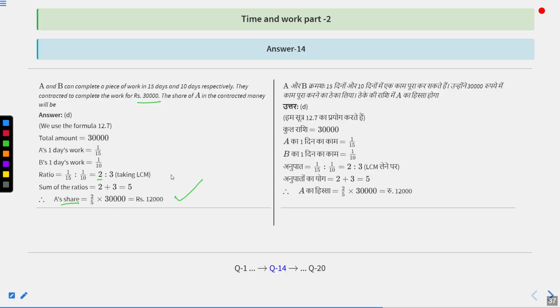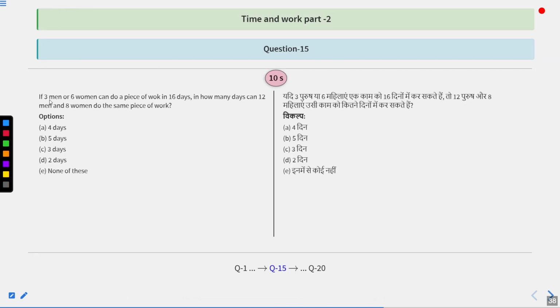Clear? Next one. If 3 men or 6 women can do a piece of work in 16 days, in how many days can 12 men and 8 women do the same piece of work? You have 5 options and 10 seconds to analyze the question. Your time starts now.